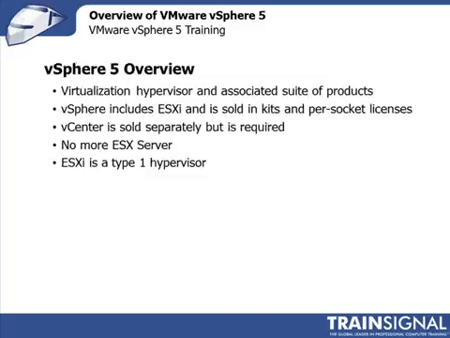It's very likely that if you're using this training course on vSphere 5, you already have a good idea of what vSphere 5 is. But let me quickly give you a few bullets about what vSphere 5 is and is not. First off, vSphere 5 is a virtualization, hypervisor, and associated suite of products. vSphere includes ESXi, and it's sold in kits or a per-socket license.